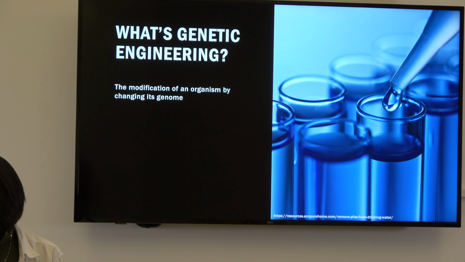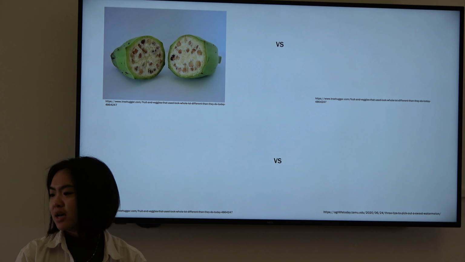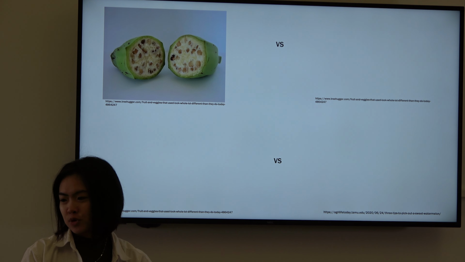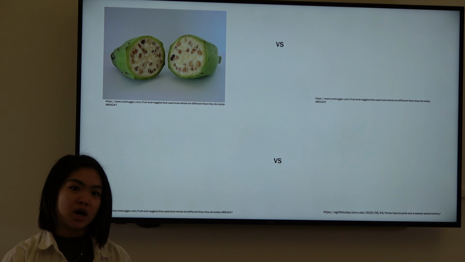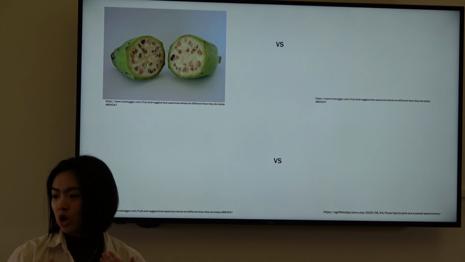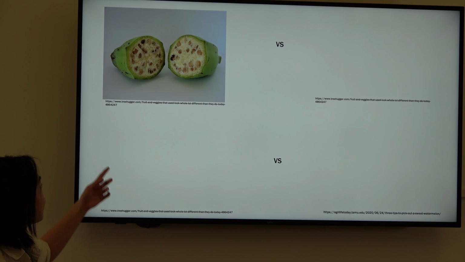And we think that genetic engineering is hard and it sounds complicated, but we've actually been doing this for millennia. We breed individuals together with specific traits we want in hopes that their offspring will also display those traits. So let's take this fruit for example.